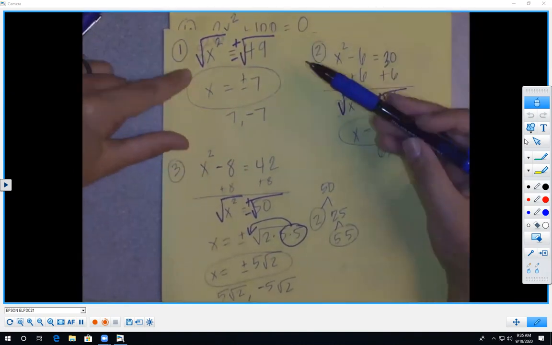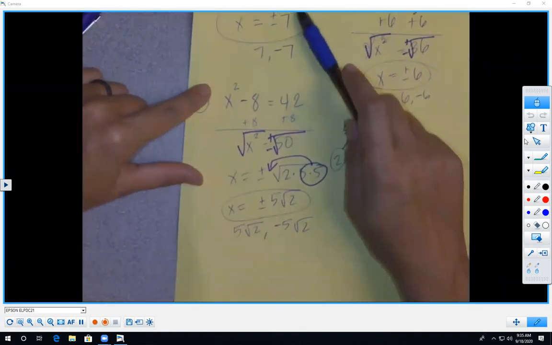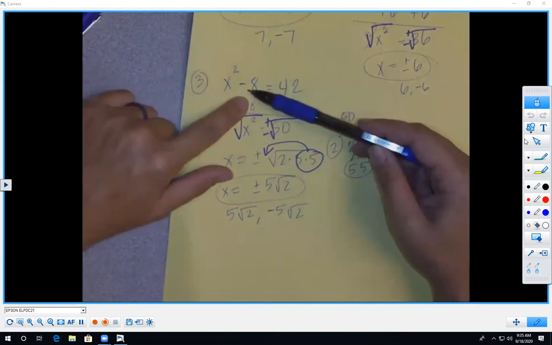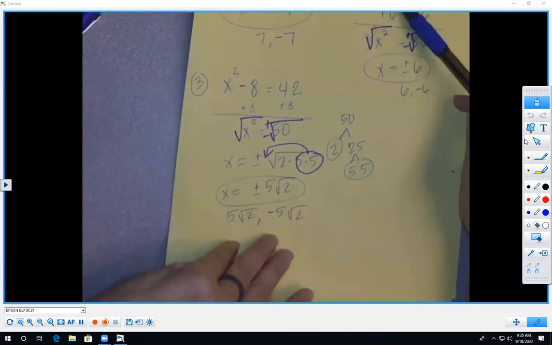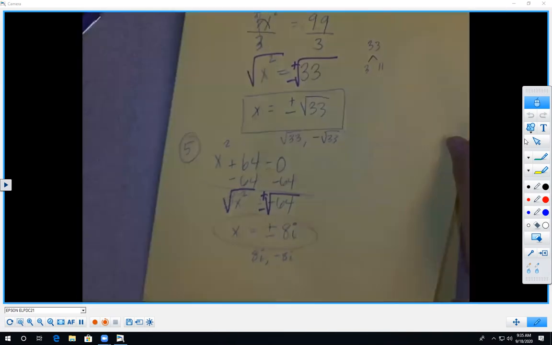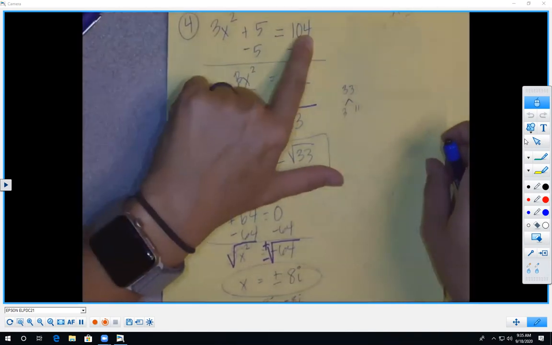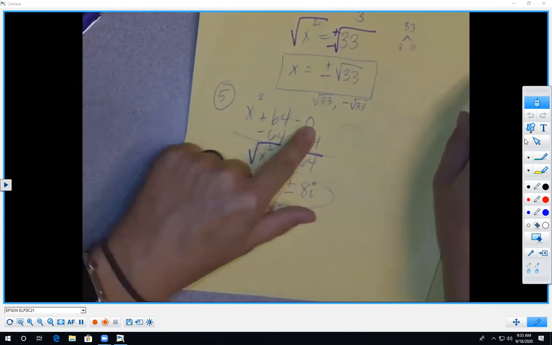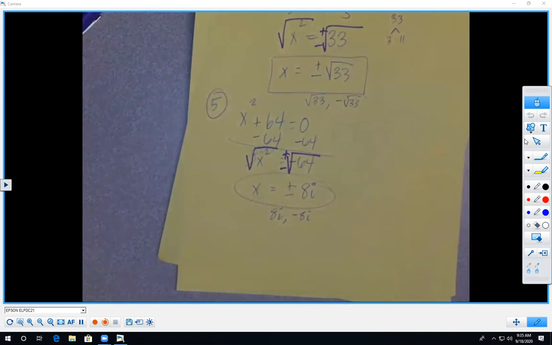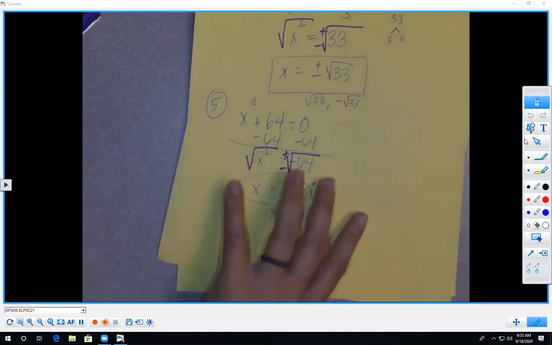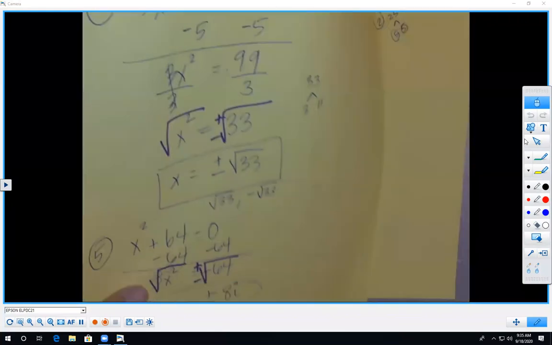So look at the first problem. X squared, 49. X squared, and I had an 8 and a 42. X squared, 6, 30. 3x squared, 5, 104. X squared, 64, 0. What do they all have in common? They all just have the x squared. Do any of them have a regular old x? No. So, go back to the first page.